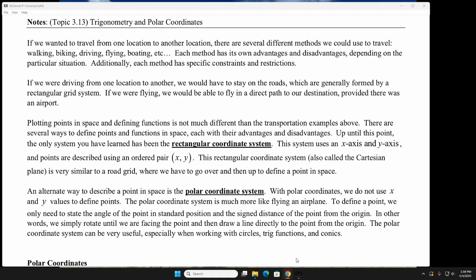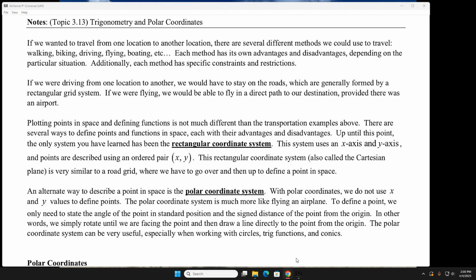travel, such as walking, biking, driving, flying, boating, etc. Each method has its own advantages and disadvantages depending on the particular situation. Additionally, each method has specific constraints and restrictions. If we were driving from one location to another, we would have to stay on the roads, which are generally formed by a rectangular grid system. If we are flying, we would be able to fly in a direct path to our destination, provided there was an airport.